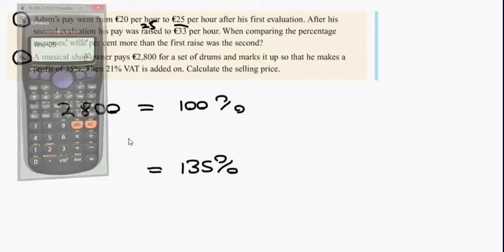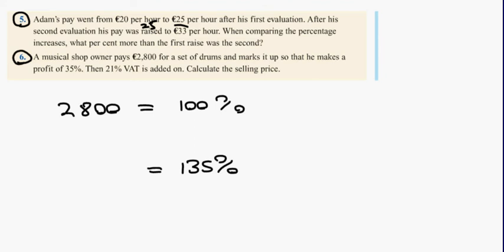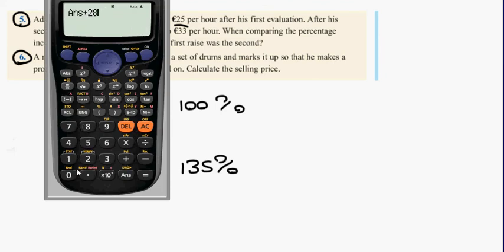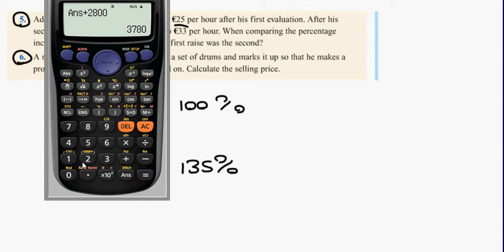So you can do this two ways. You can do 2,800 multiplied by 35/100. Then you get 980. And then add on your 980 to 2,800. There you get 3,780. The way I do it is I divide 2,800 by 100 and then multiply by 135. And I get the same answer.